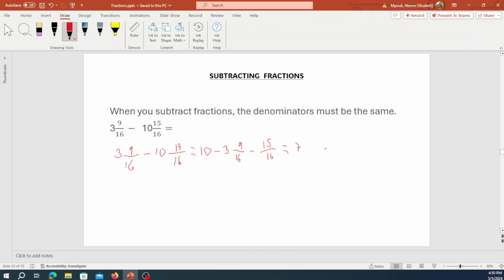Equals 7. Now we're not done yet. Remember, the bottom is the same. We're not going to touch it right now. We're just going to leave it the way it is. So when we do 9 minus 5 equals, we're going to get the answer 6. Then we have 16 left here. So in case you don't get it, this is how I can do it.